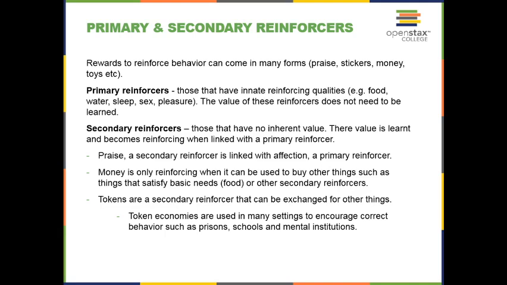Then for secondary reinforcement, we have praise, linked with affection, and money, which is only reinforcing when it can be used to buy other things. And tokens, reinforcers that can be exchanged for other things. Other schools have a merit and demerit economy wherein these are tokens that you can exchange for other things. If you have more good behavior, you have more merits, and these merits could be exchanged for things such as school supplies. Schools, mental institutions, and prisons usually use the token economy.